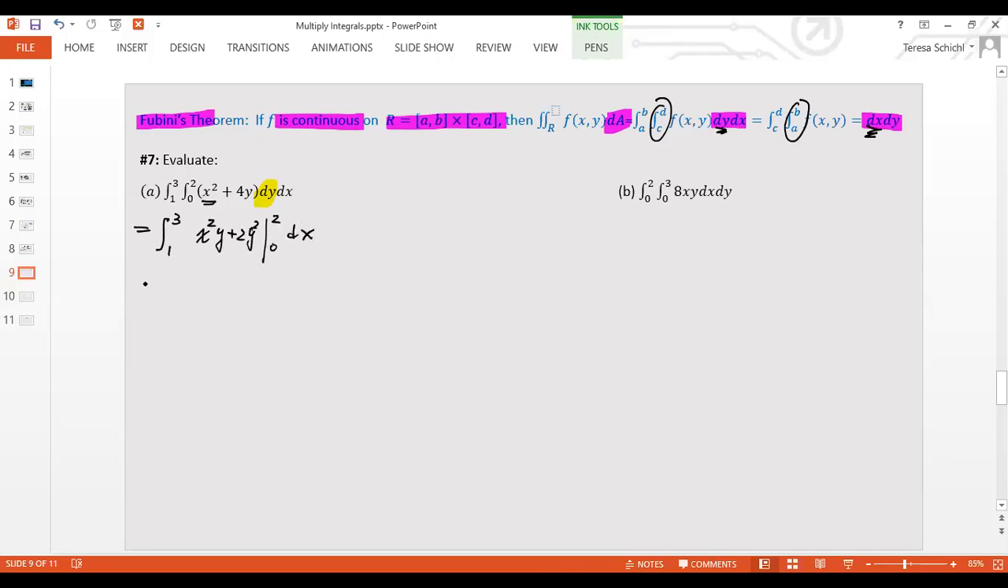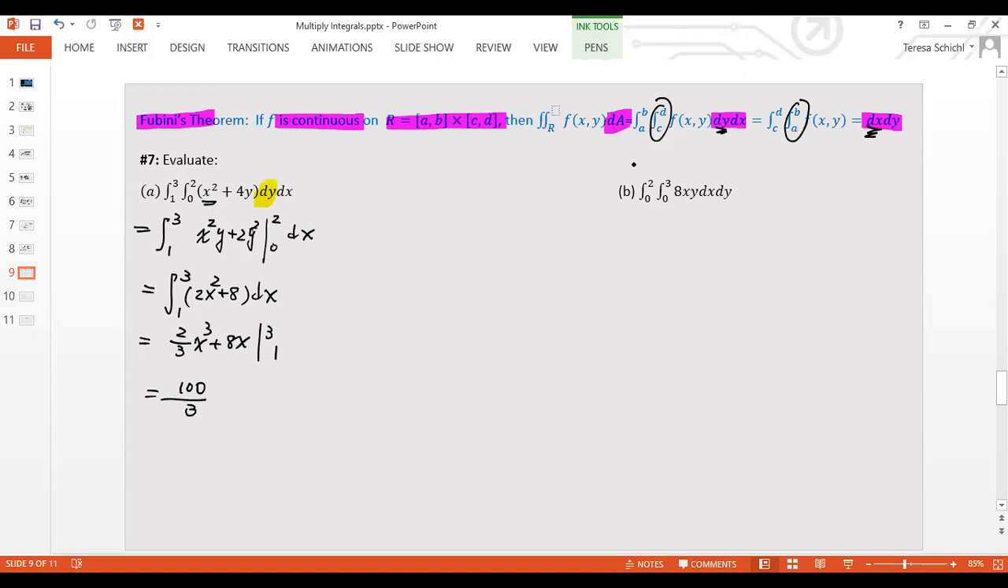When you substitute the lower and the upper bound, you will have 2x squared plus 8, all right? So your y is integrated out. Now you have dx. Now you do the integration for dx again. So this is 2/3 x cubed plus 8x. Then you put in your upper bound and the lower bound, and this will be 100/3 here.